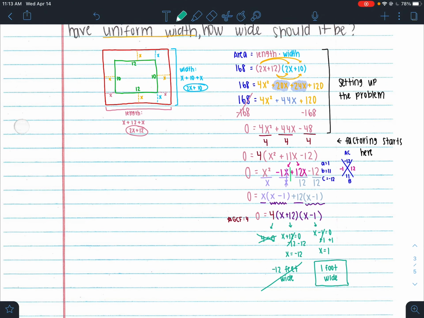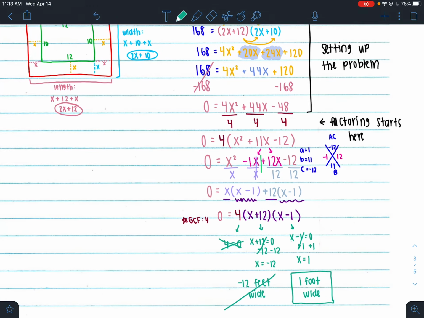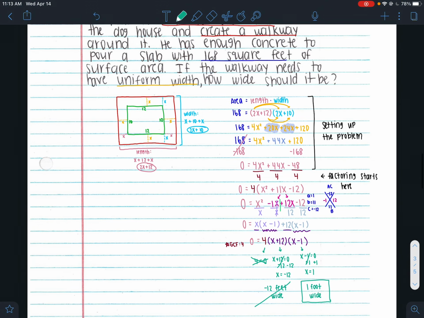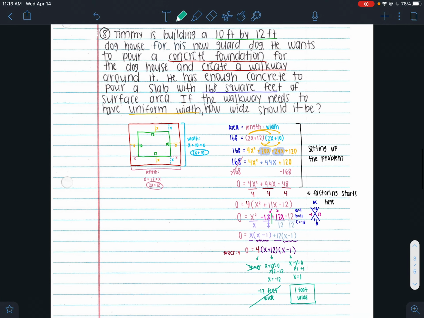So we did all of this work just to figure out how wide we can have that walkway around that doghouse. It is a lengthy process, and the setup is kind of complicated and not super obvious, so this is a problem people tend to get stuck on. But once you draw a picture and map out what you need, then the factoring part gets a lot easier. If you have any questions, please let me know.